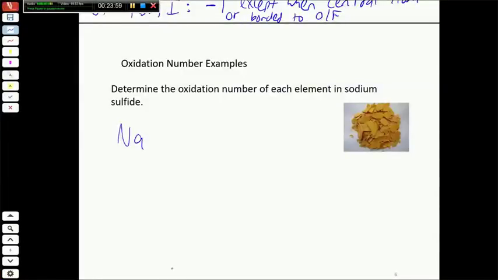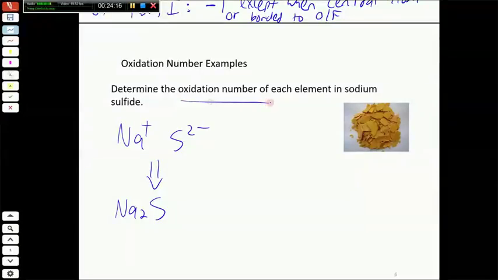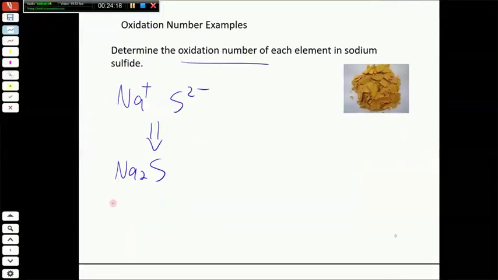So those are the charges, Na+, S2-. And if we want to make a neutral ionic compound with those ions involved, it would have to be Na2S: 2 +1 cations, 1 -2 anion. But what we really were interested in here were the oxidation numbers. The oxidation numbers for an ionic compound are just the charges of the ions.